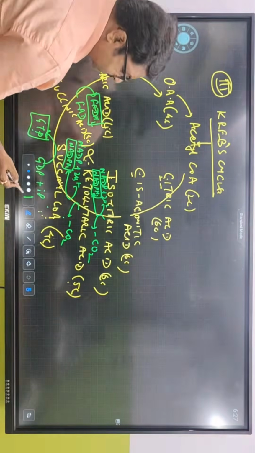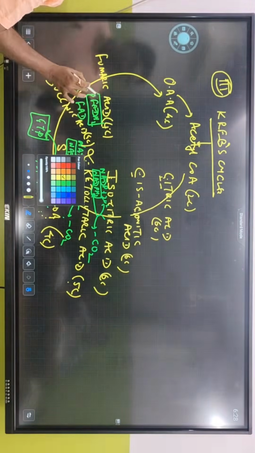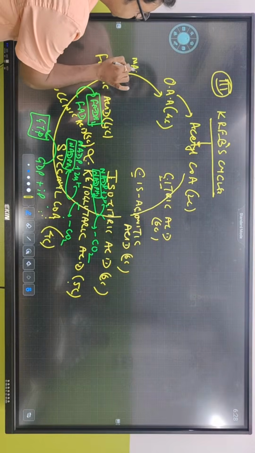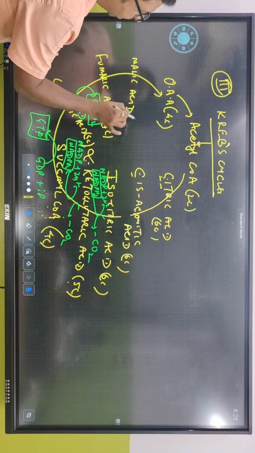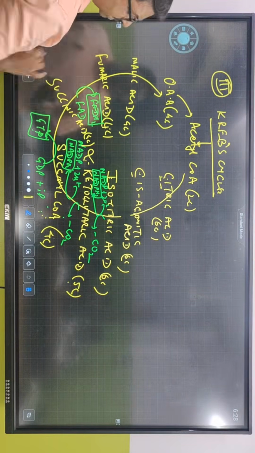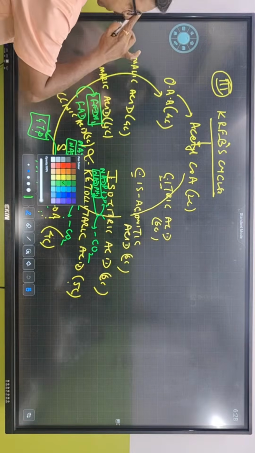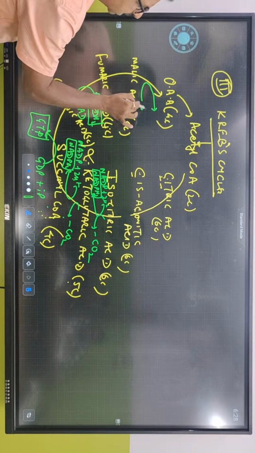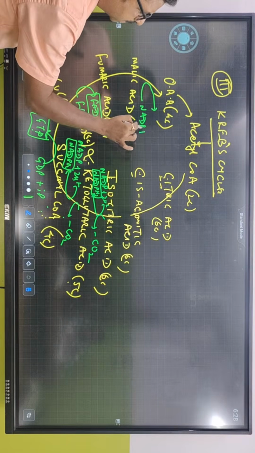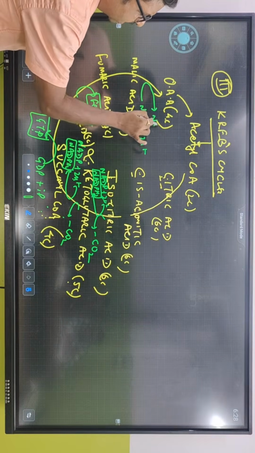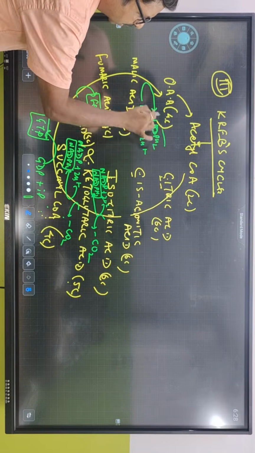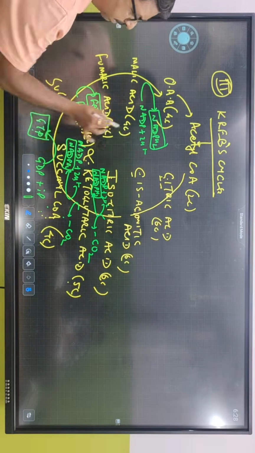From fumaric acid, it is going to form into what? Malic acid. And from malic acid, it is going to give rise to oxaloacetic acid. From oxaloacetic acid, it ultimately forms into acetyl-CoA. From malic acid to oxaloacetic acid, again one NAD is going to bind with 2H plus to give rise to NADH2. So in total, how many NADH2 were formed in the Krebs cycle?